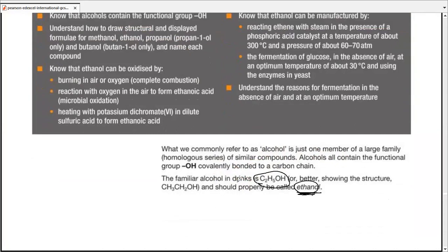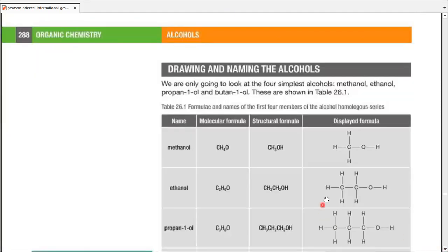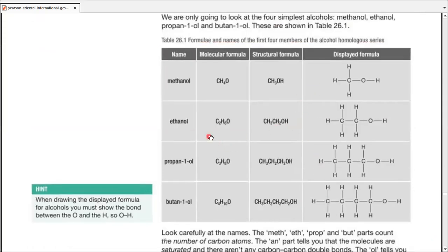That's why this word is so familiar for us. Most of the others are not drinkable at all, and some are even extremely poisonous or toxic. Let's start with the very basic of alcohols. The first four on the list, methanol, ethanol, propanol, and butanol, have a similar set of formulae.